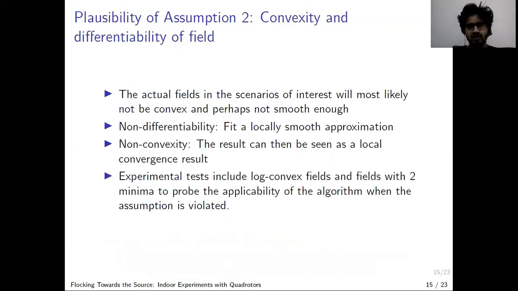The next assumption that we made was that of convexity and differentiability of the fields. Well, we are aware that most of the fields in practice would not be convex, and moreover not even differentiable perhaps. For such situations, we believe one could find smooth approximations or smooth local approximations and use the gradient and Hessians of these approximations in case of non-differentiability. Whereas for non-convexity, one can look at these results as local results instead of global ones.